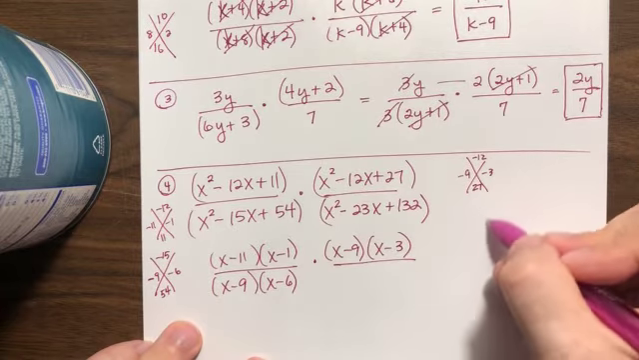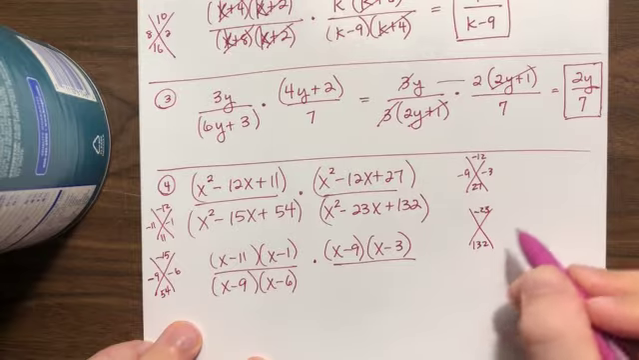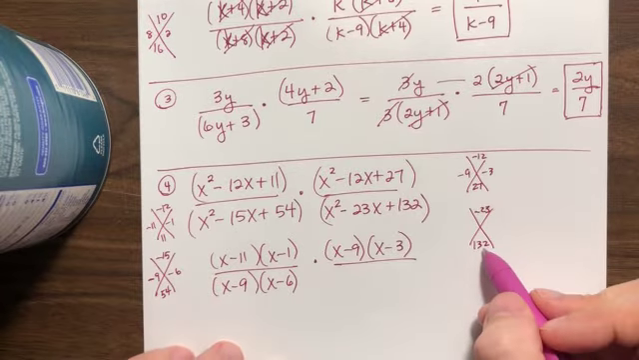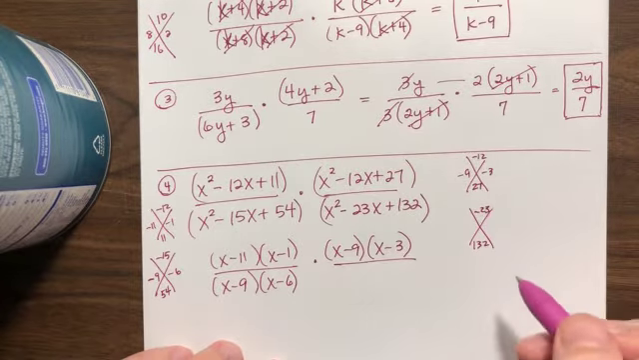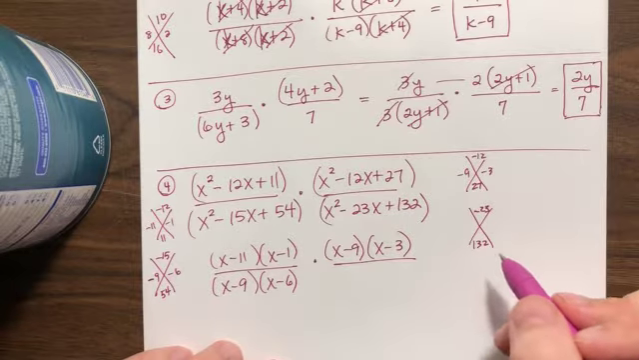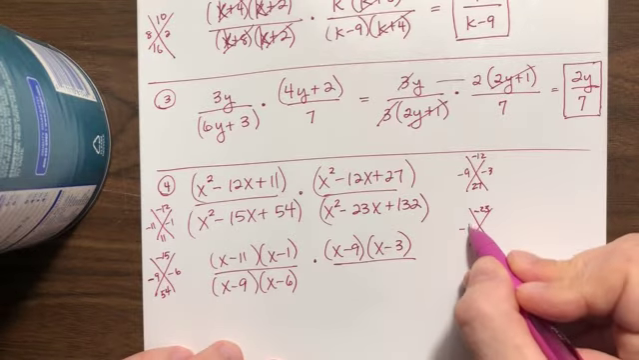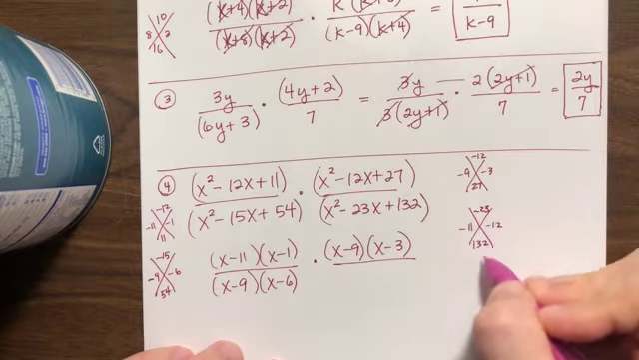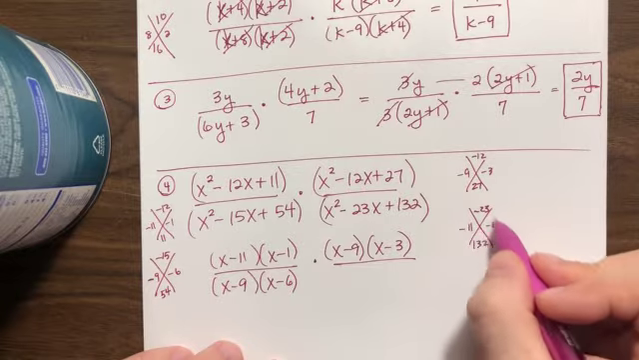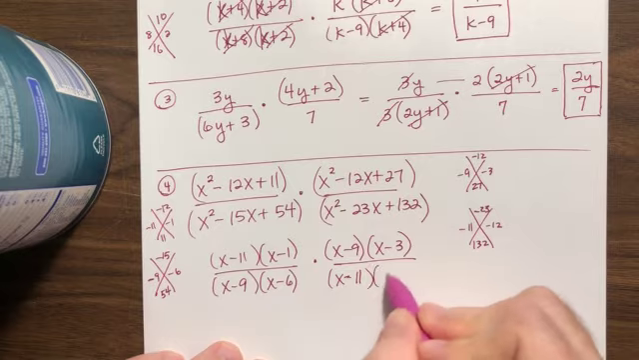And then the last one here, we got negative 23 and 132. And I go, what two numbers multiply to give me 132 and add to give me negative 23? Well, this one is not so easy. But if you remember your 12 times tables or your 11 times tables, maybe you'll remember 11 times 12 is 132. And when you add them together, you get 23. So that's the answer for that. X minus 11, x minus 12.